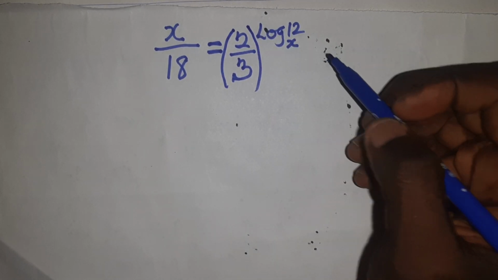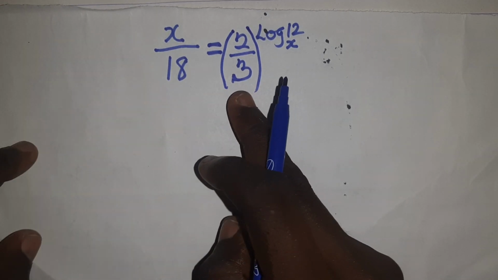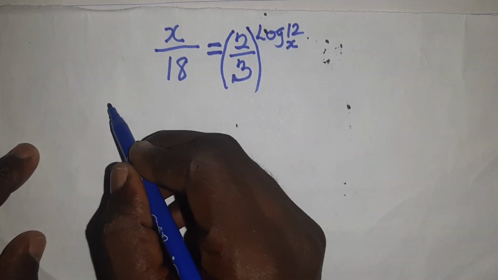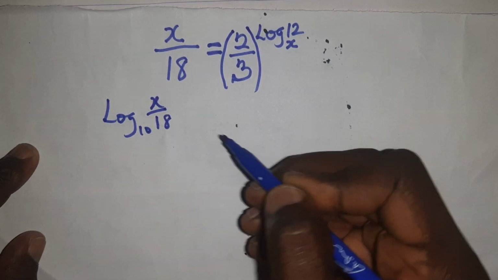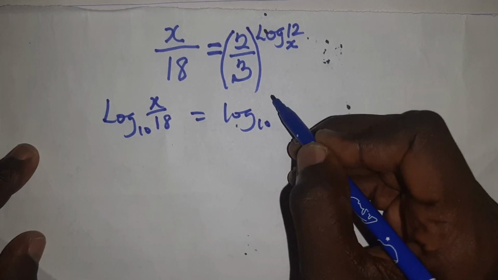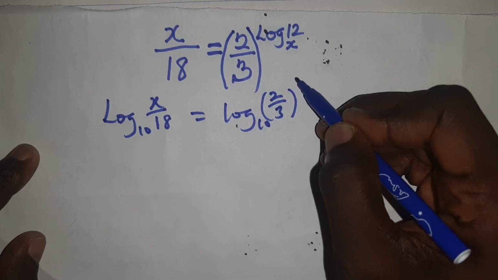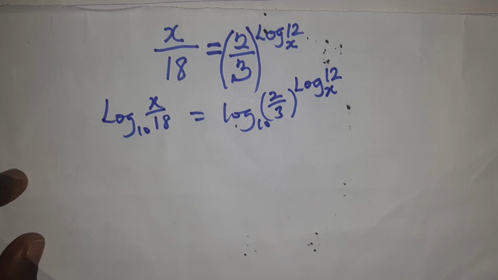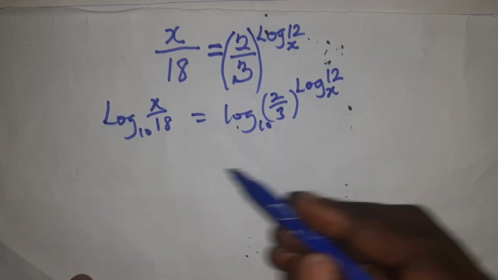So what you can do here is, first of all, log both sides. Log to the base 10, add log to both sides. So this will now become log base 10 of x over 18 equals, this one also, log base 10 of (2/3) all in bracket, the power still remains there, log 12 base x.